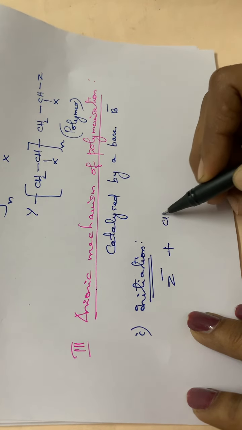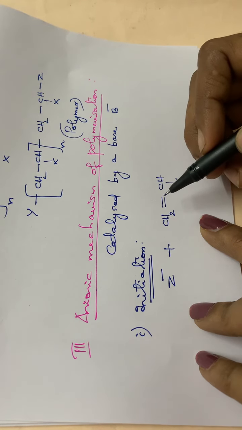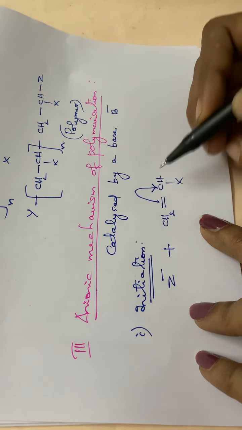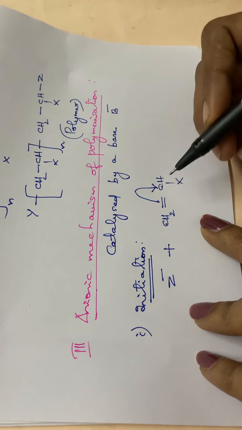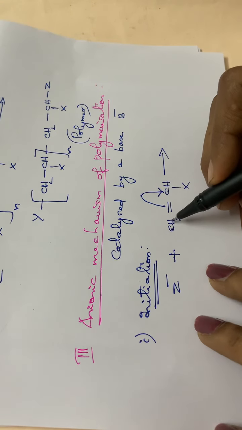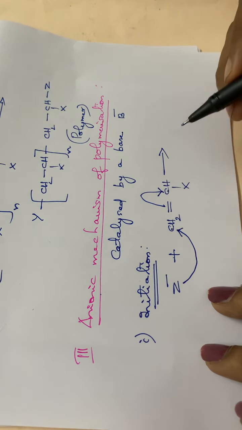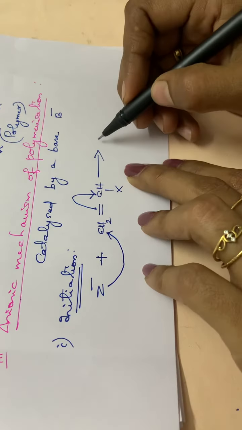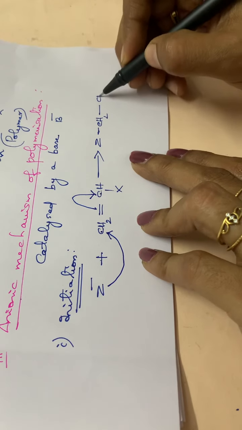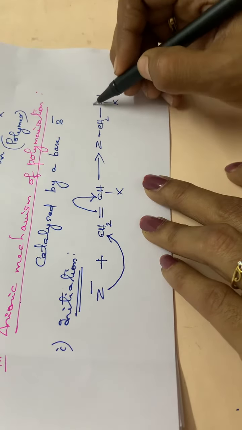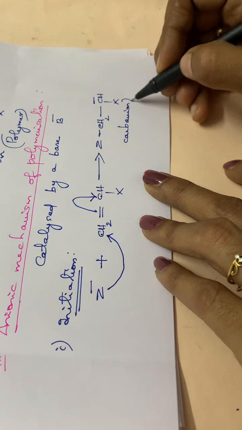Z minus will be attacking this unsaturated compound, that is CH2 double bond CHX. So let this electron shift like this. This carbon will be getting a positive charge, and this carbon will be getting a negative charge. To this positive center, the Z minus will be attacking. So it becomes Z, then CH2, then single bond, then CHX, with one negative charge at this carbon. So this is a carbanion, that is carbon carrying a negative charge.